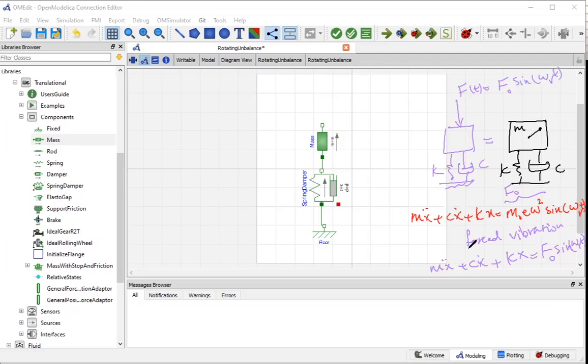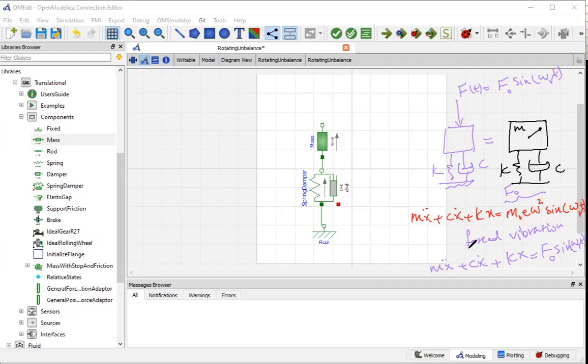And F naught, the amplitude, now depends on the frequency with which this unbalanced mass is rotating, and on how far the unbalanced mass is from the center of rotation. M naught e omega squared would be the magnitude of this force applied to the system. And that's why we studied this under forced vibration, because it is a type of forced vibration.